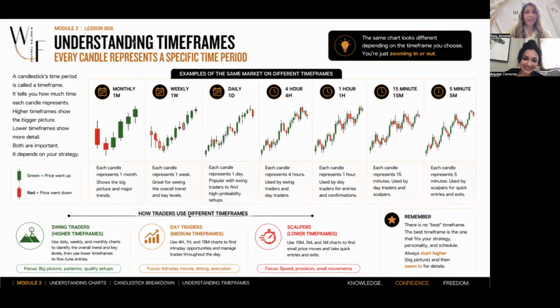Okay, so now that you understand candlesticks, we're going to merge into understanding time frames. Obviously a candlestick time period is called a time frame. It tells you how much time each candle represents. Higher time frames show the bigger picture. The lower time frames show more detail. Both are important. It depends on your strategy.